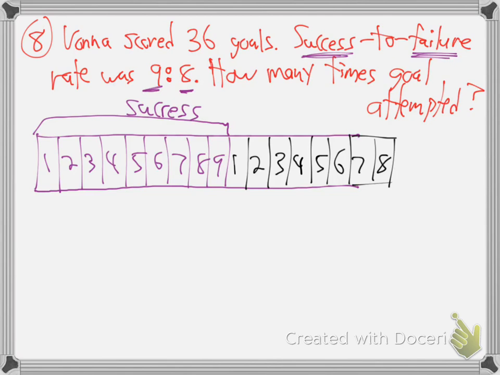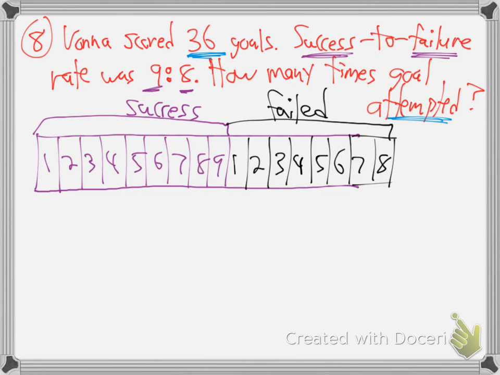So she succeeded 9 times for every 8 times she failed. Right, so you get what that means, right? Every 9 times she kicked the ball in the goal, for every 9 in, there were 8 that she tried and missed, right? Failed. Okay, so there's the fraction bar. So the question, what they're telling me then, from there, is that she scored 36 goals. How many did she attempt?